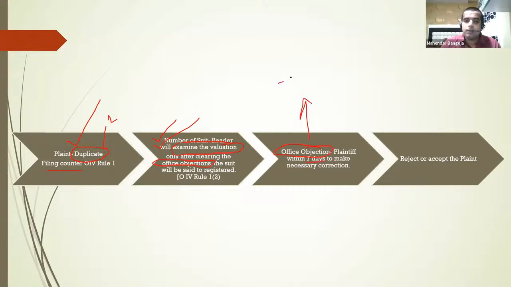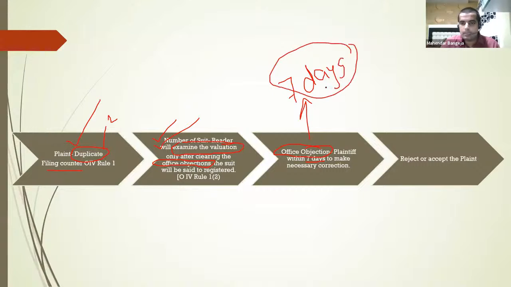Now this period of 7 days differs from state to state, and in some cases it also differs from court to court. But in most cases it is 7 days. Within 7 days you'll have to clear the office objections.